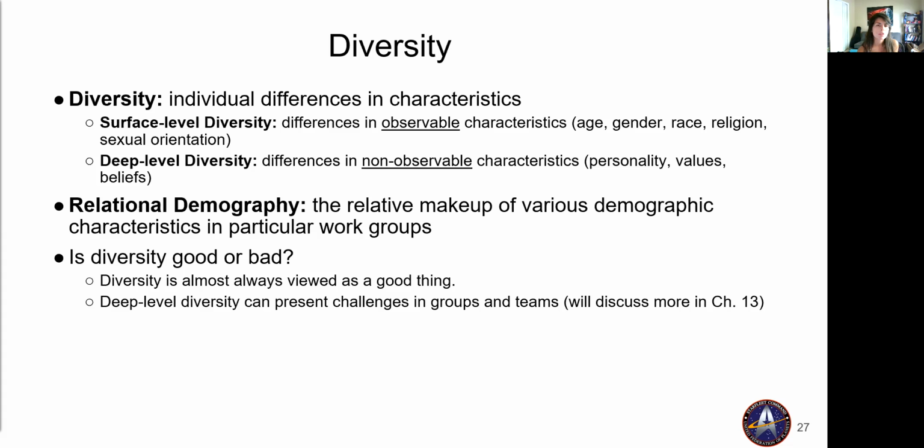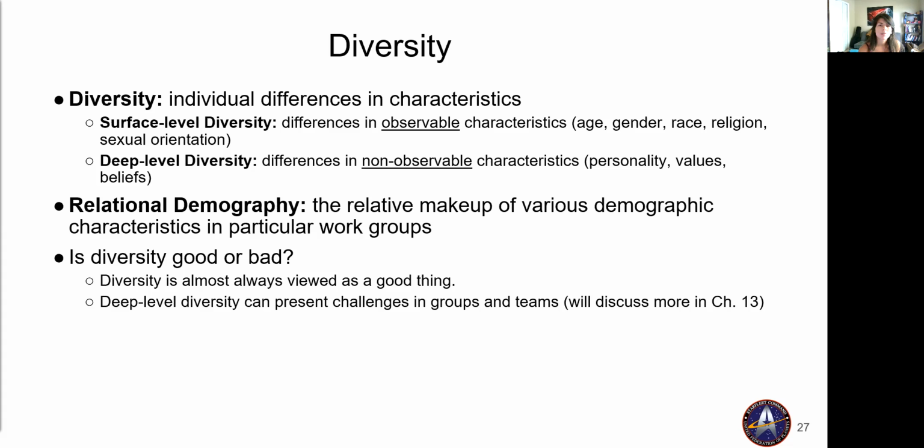Probably I would put it there, mostly because when you go into deep level diversity, even though theoretically sexual orientation is not a physical characteristic, typically deep level diversity has to do with personality, values, beliefs, the way you think, those types of things. But you could also just say non-observable. And then we talk about this concept of relational demography, which is the relative makeup of various demographic characteristics in particular groups. So it's just the terminology for how diverse is your group.